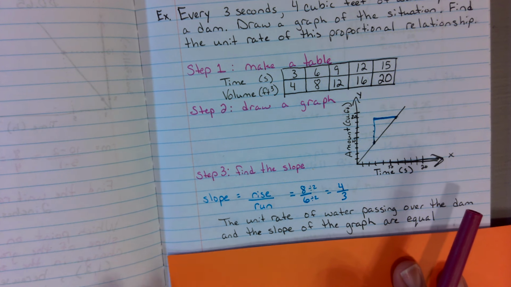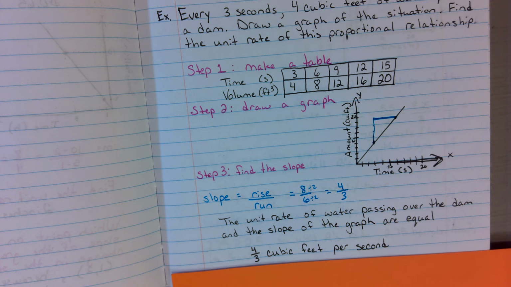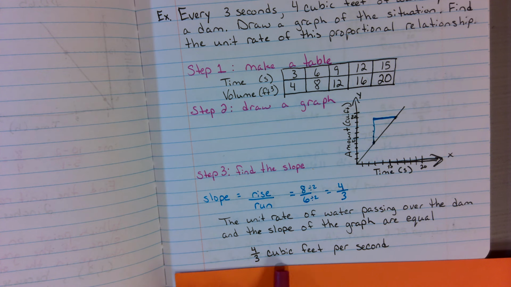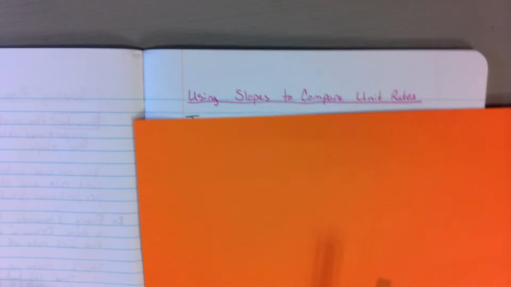The unit rate of water passing over the dam and the slope of the graph are equal. So our slope is 4/3. Our unit rate is 4/3 cubic feet per second. So the value is not changing. What's changing is we're adding our units here for our unit rate. Okay, we've got one last page, and it's using slopes to compare unit rates.